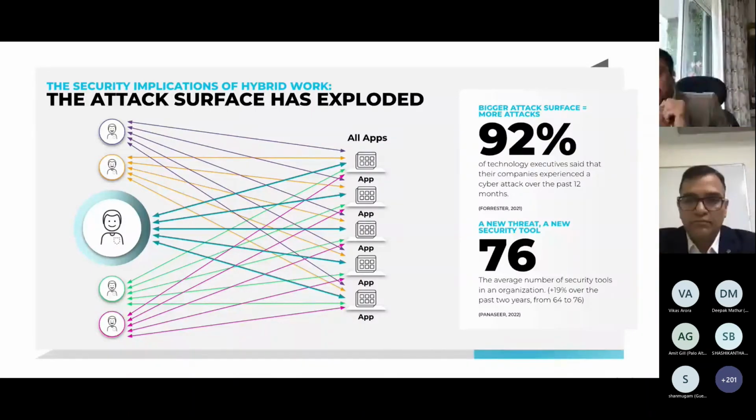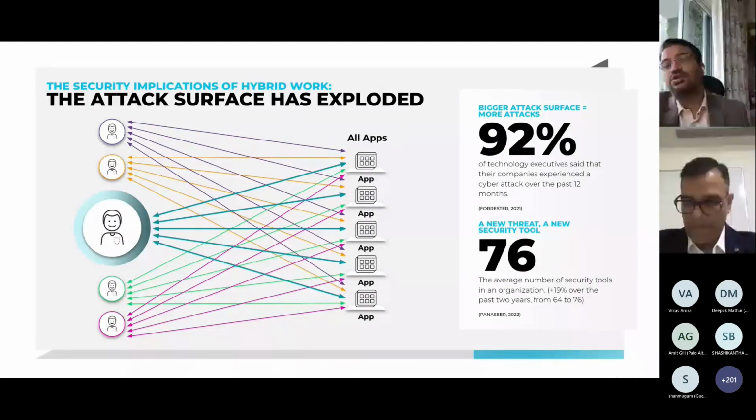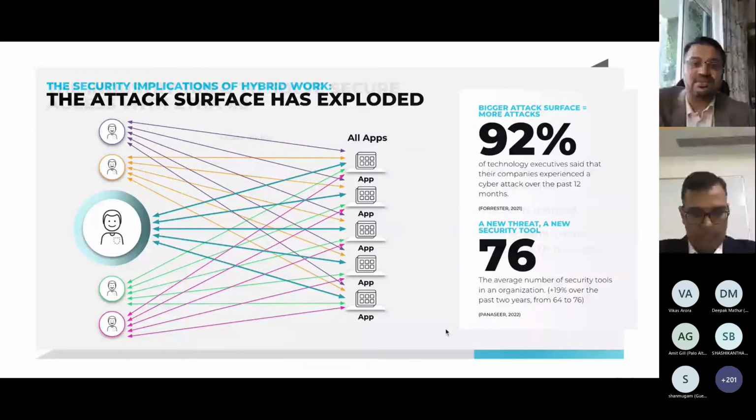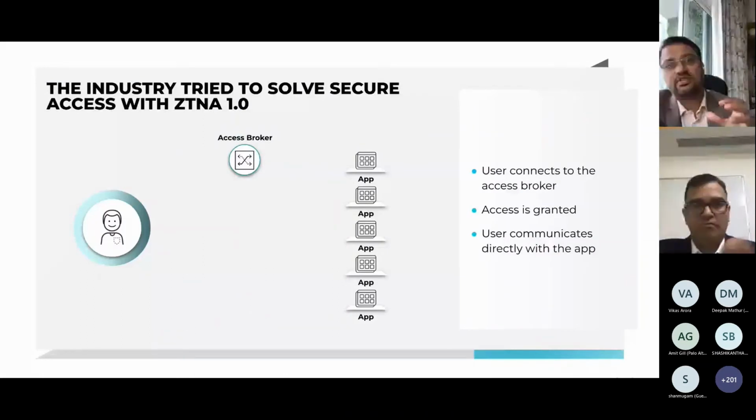So to try to get a handle on this exploding surface is where the first zero trust network access solutions came into being. Right? That's where the emergence came into being. And what did that do? Very simply, as Vikas said, the first generation of ZTNA, let's call it ZTNA 1.0, right?